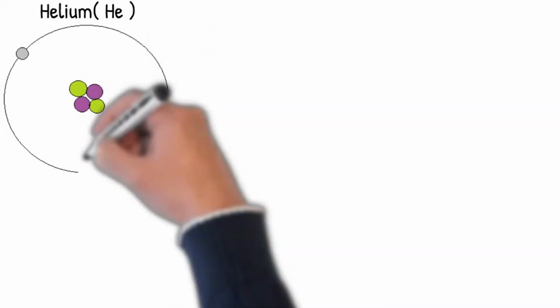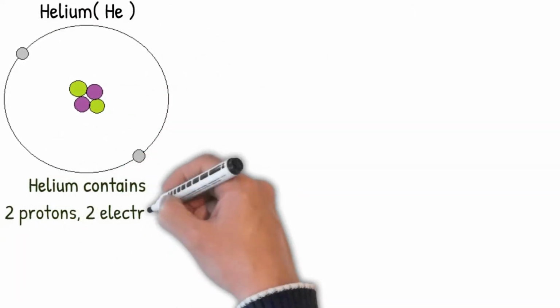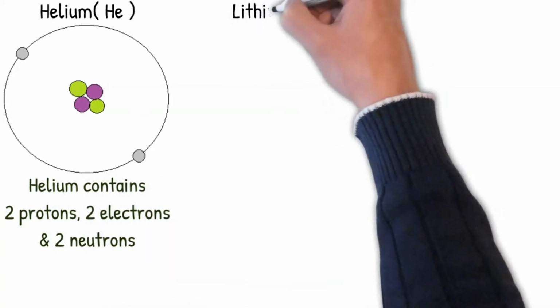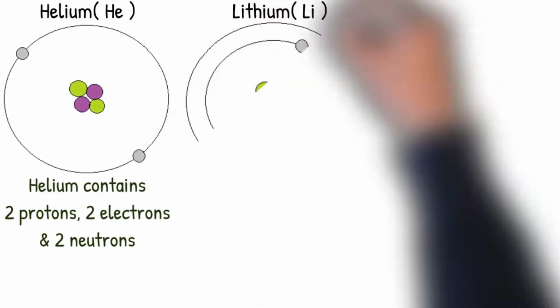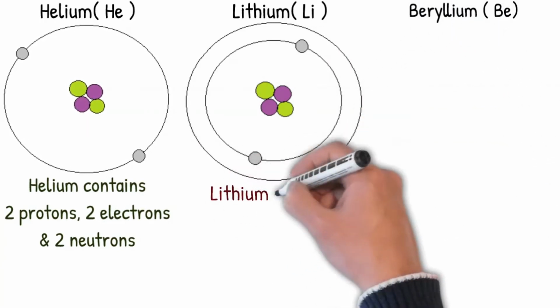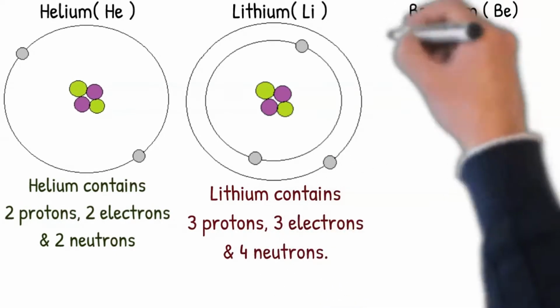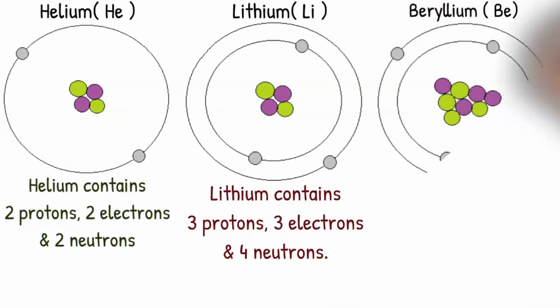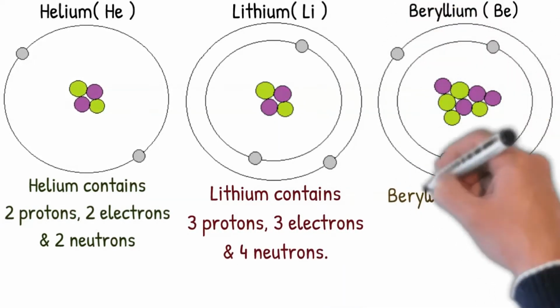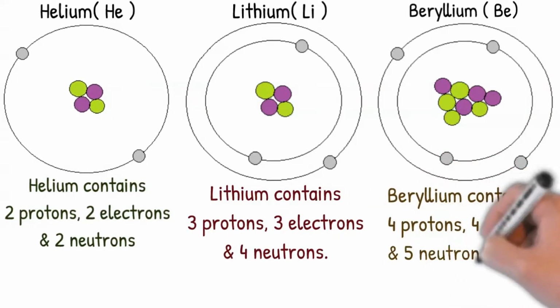Helium. Helium contains 2 protons, 2 electrons, and 2 neutrons. Lithium. Lithium contains 3 protons, 3 electrons, and 4 neutrons. Beryllium. Beryllium contains 4 protons, 4 electrons and 5 neutrons.